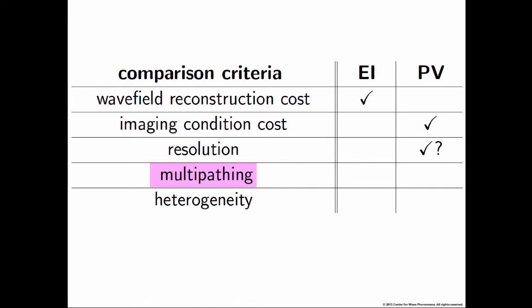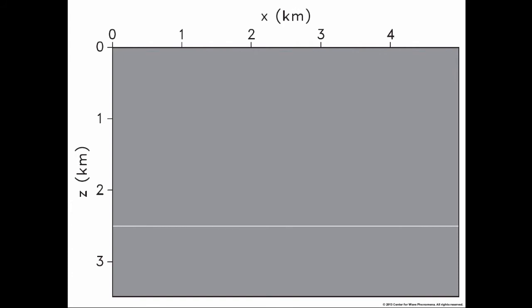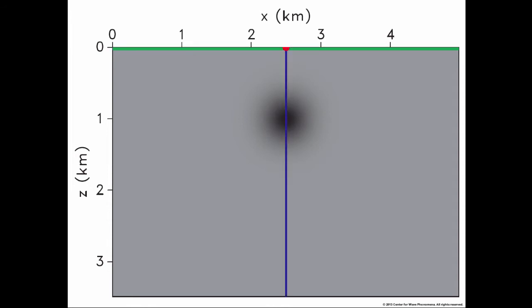When we have salt bodies, the waves triplicate. And we want to capture all illumination directions at each image point. So let's look at a simple example. Here I have one reflector at 2.5 kilometer depth and a low velocity Gaussian anomaly in the center of my model. So when I propagate the waves from the red dot, from the source, and it is received at the green line, I construct my angle gathers at the location indicated by the blue line.